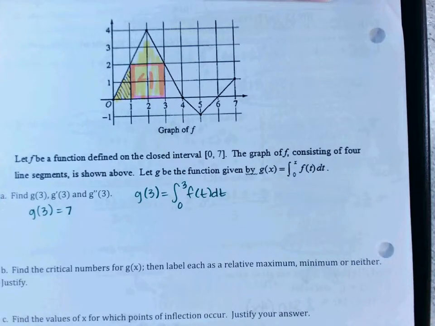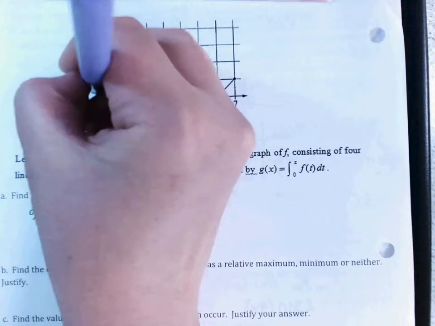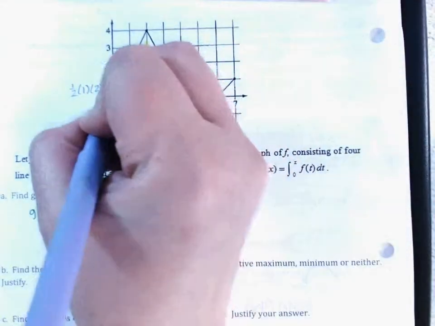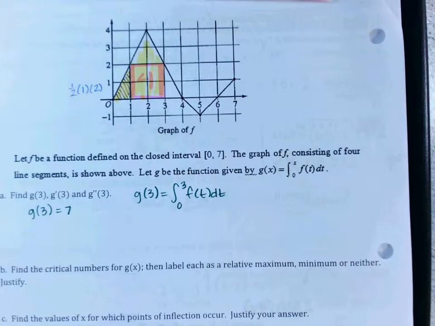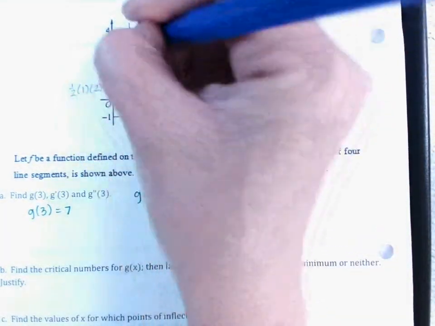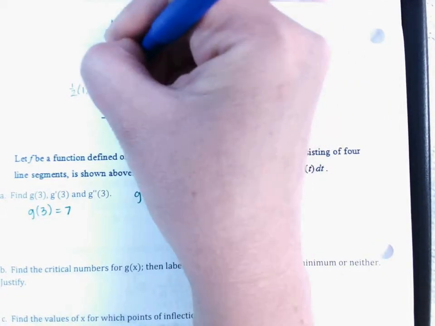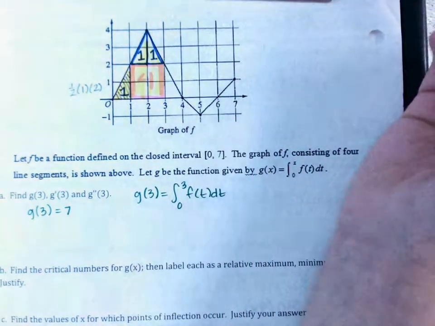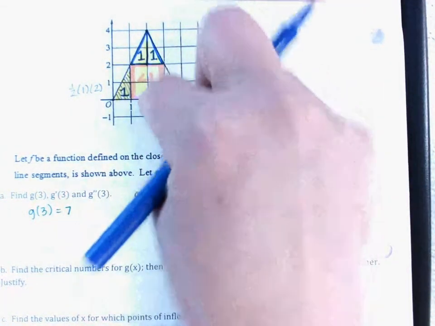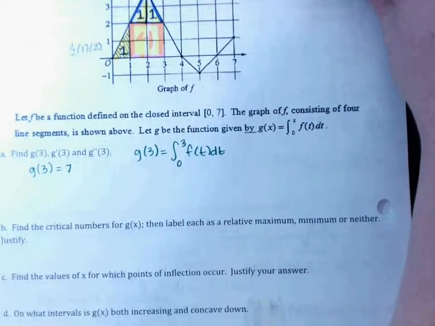So if I'm looking at that chunk, that would be 1/2 base times height. My base is 1, my height is 2. So 1/2 times 1 times 2 is 1. That means this part is 1, this part is 1, and this part is 1, because you're dividing these into congruent triangles. Good? So I have 1, 1, 1, and 4. That makes 7. Okay, fast forward down to part F.